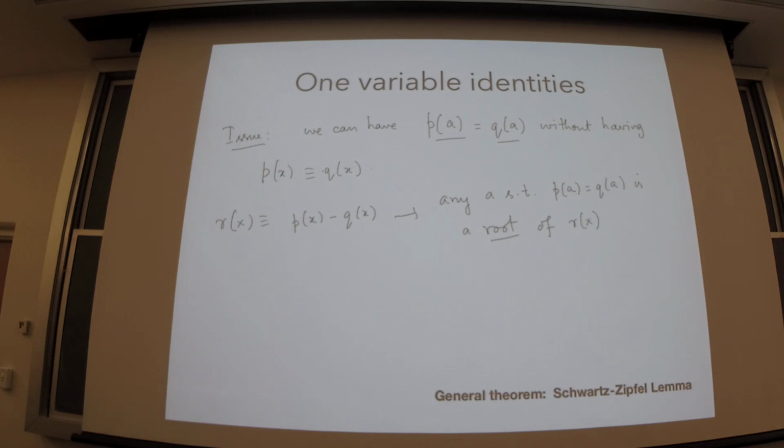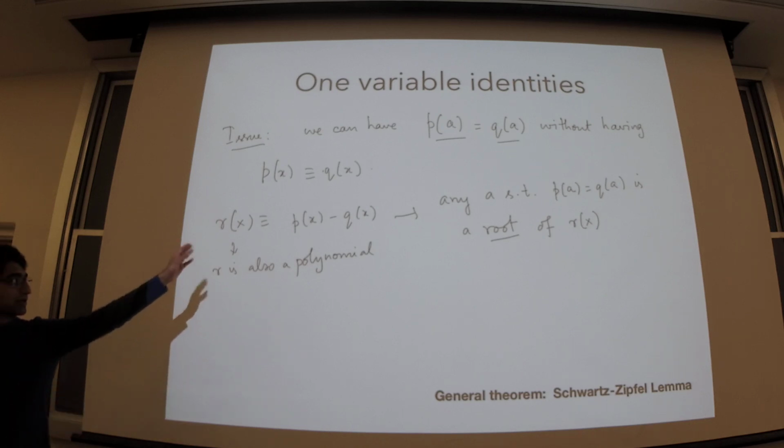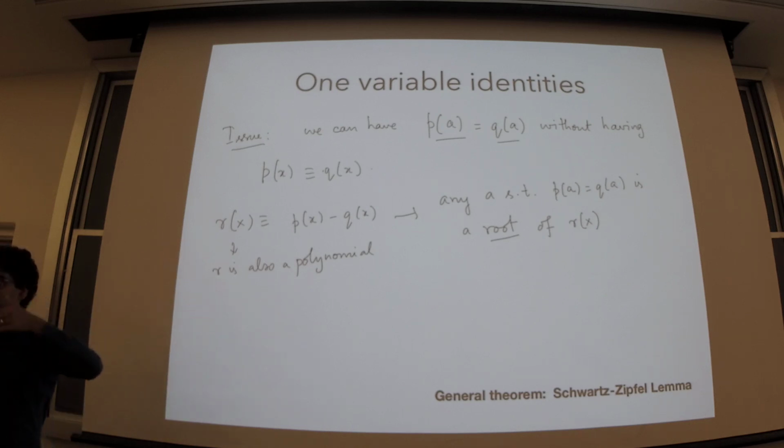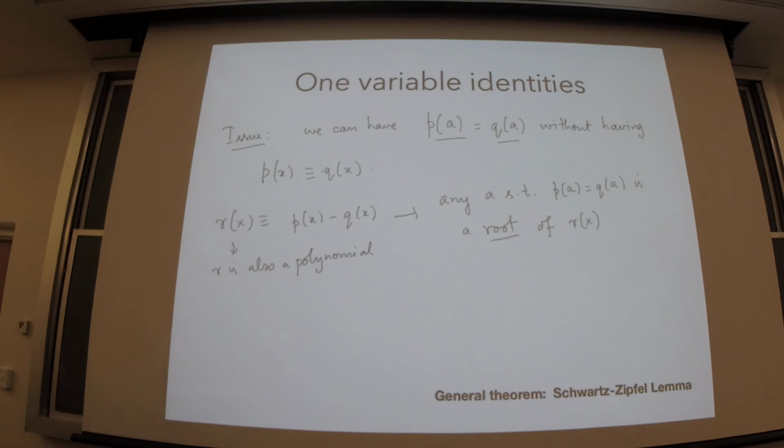You should note that r is also a polynomial. In fact, what is the degree of r? It's at most d, because it's the difference of 2 degree d polynomials. You can't suddenly get a degree d plus 1 or something, so it's at most d. It can be less than d because maybe the d terms just cancel out.